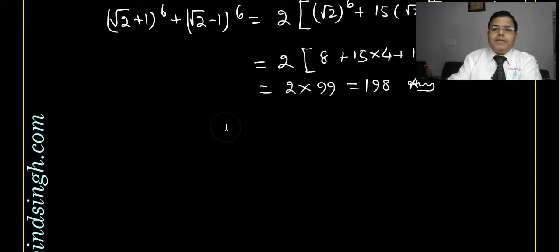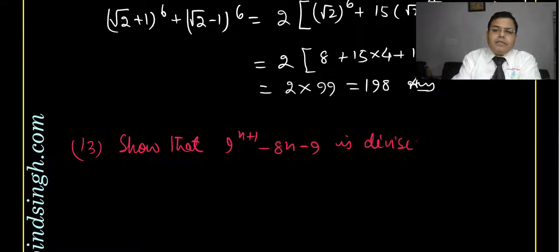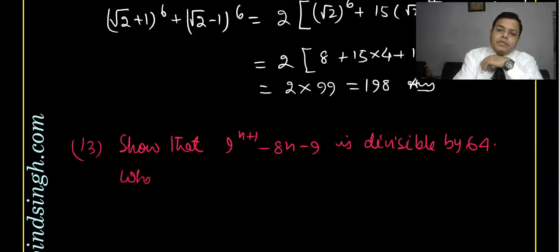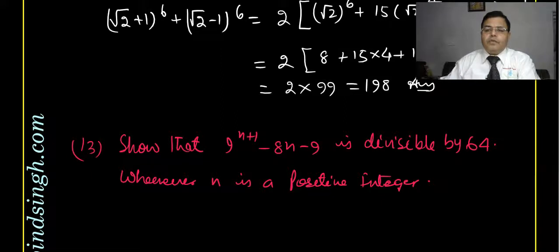Now question number 13 is given here: show that 9^(n+1) − 8n − 9 is divisible by 64, whenever n is a positive integer. So, how to deal with this question? Let us see.